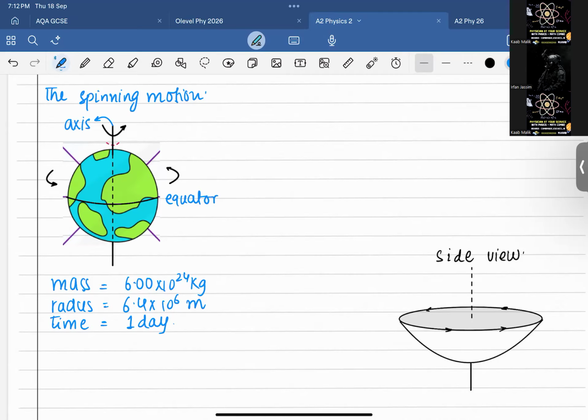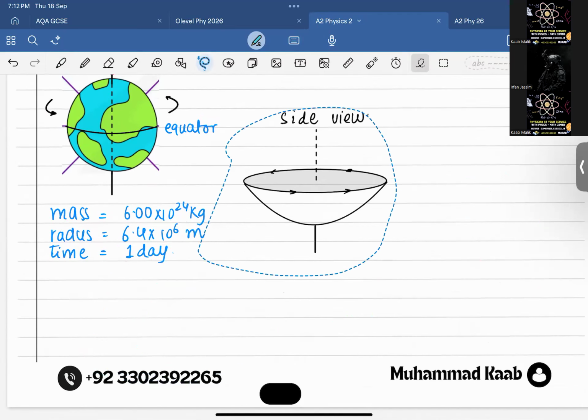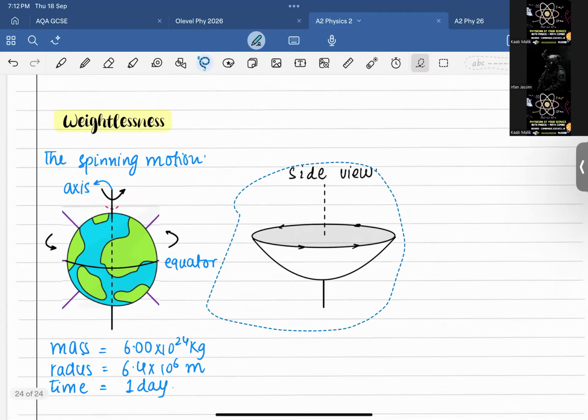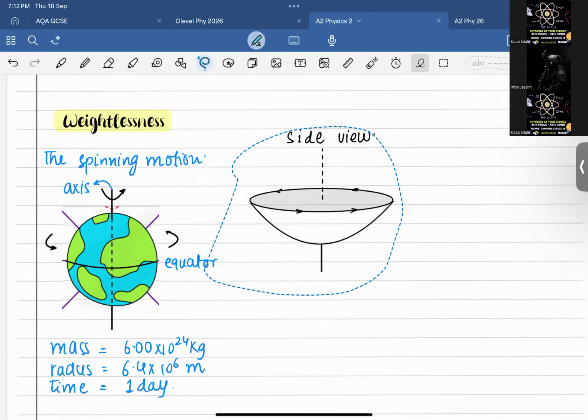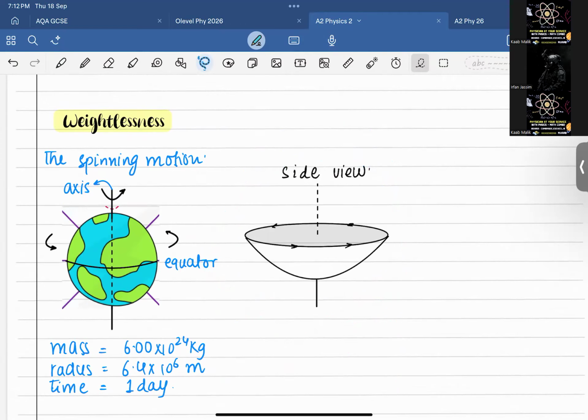Now, the earth is moving around its axis, right? So the side view looks like this. If I draw the side view here, the earth is moving like this. This is the axis, and let's say this is the equator. I cut the earth at the equator.